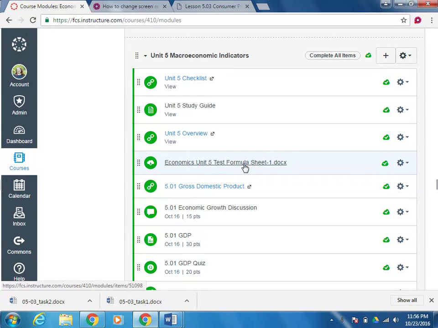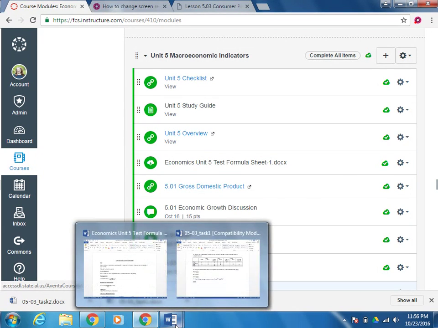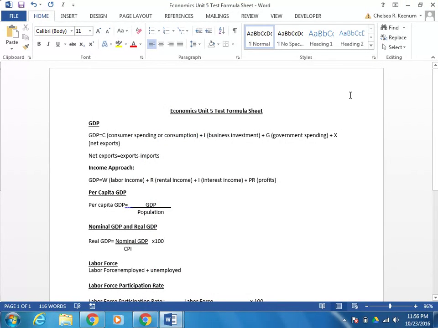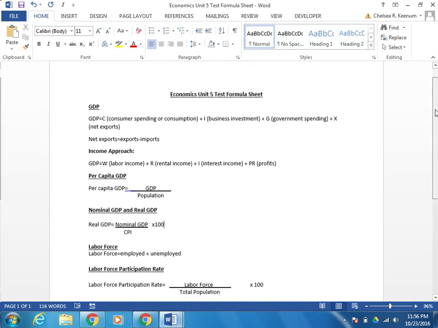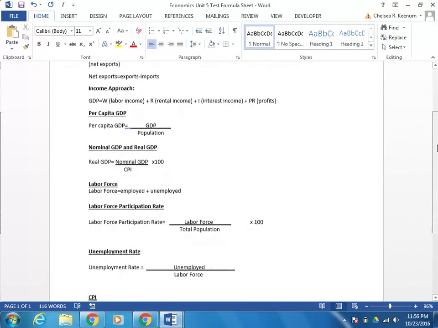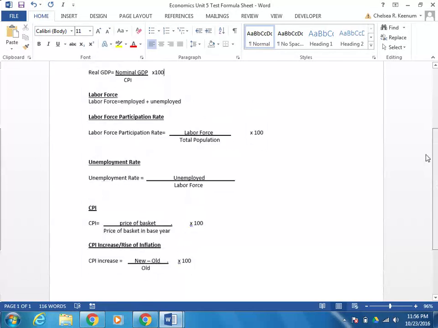that you have a formula sheet now. You'll be able to use this on your test, which is due Friday. Ms. Marsh should have a copy of this to give to you, but you're also welcome to print this out and bring in your own copy. And it simply looks like this. It's just got different things that you might need to use: GDP, labor force, unemployment, and some CPI stuff.